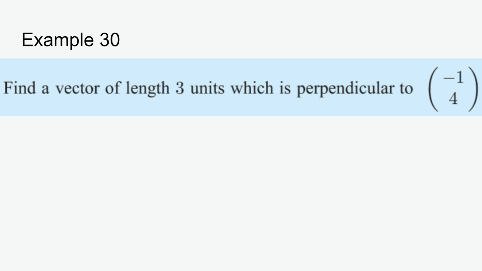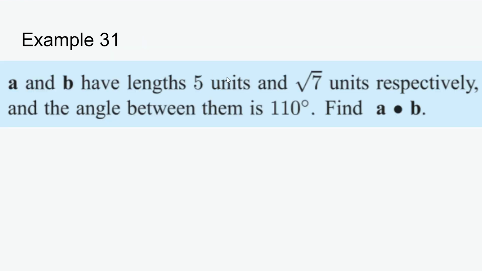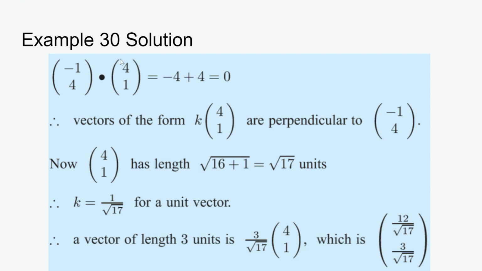Let's take a look at this example. Example 30 says find a vector of length 3 units which is perpendicular to negative 1, 4. So we start off with the idea that it's got to be perpendicular, and if it's perpendicular, that means the dot product is 0. So we have negative 1, 4 times what is going to give me 0? Negative 1, 4 times 4, 1 gives me a dot product of 0. Therefore, 4, 1 is what's referred to as the direction vector.